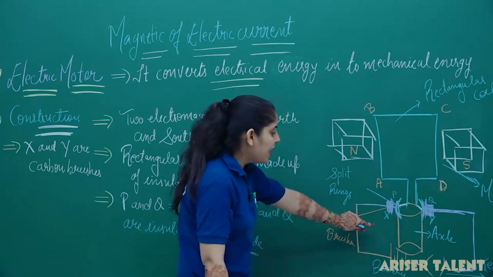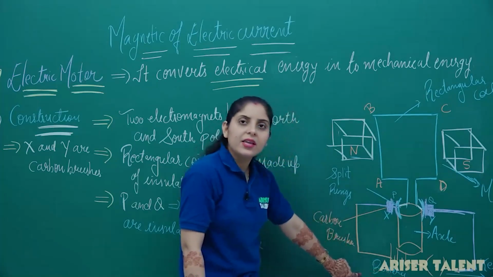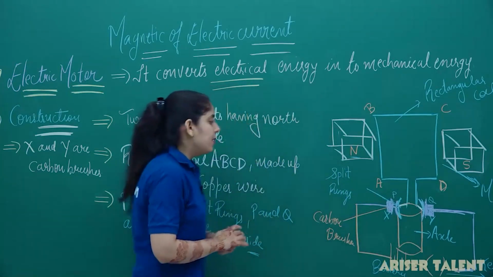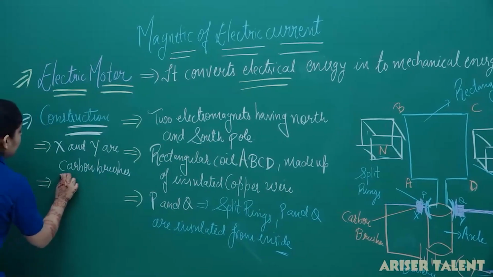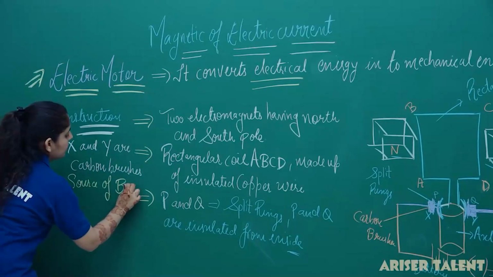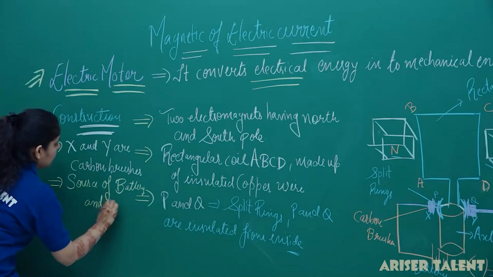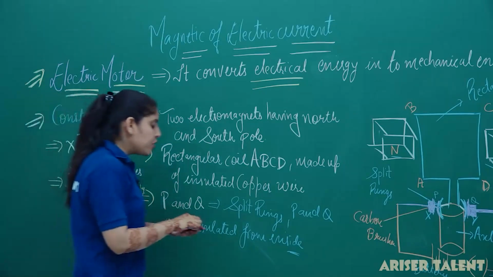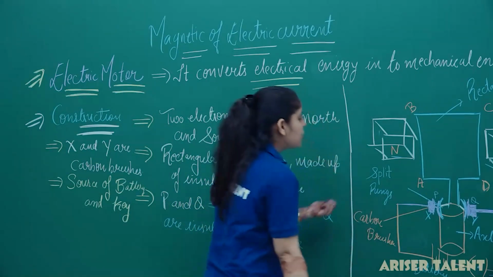So this part is our axle, and these carbon brushes are next attached to a battery and a key from which the source of electric current has to be provided. So what are the other components here? The other components here are the source of battery and key. So this is the whole picture about the electric motor and the components and the construction part we have used here.